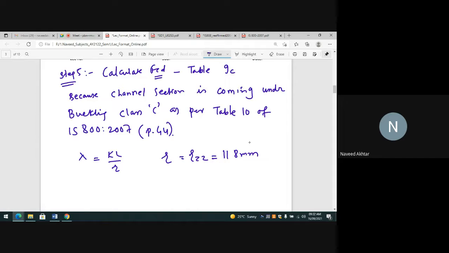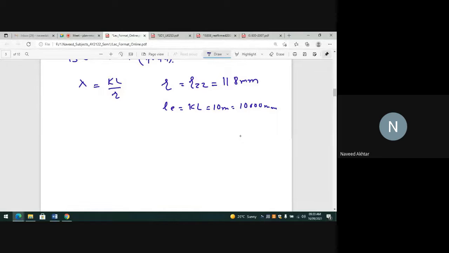Okay, and LE is equal to K times L, that is 10 meter, or 10,000 mm. So if we find out lambda, it will be 10,000 divided by 118, which comes to 84.7.